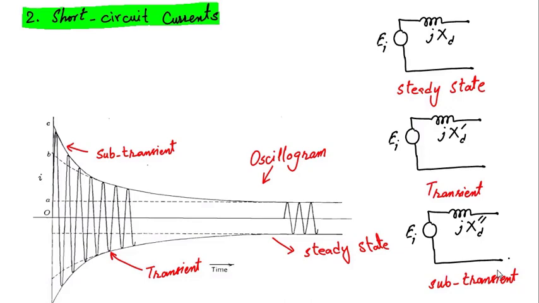As we know that current is maximum during the sub-transient period, so reactance will be minimum in sub-transient, and the reactance will be maximum in steady state. So these three models exactly represent the sub-transient, transient and steady state condition.